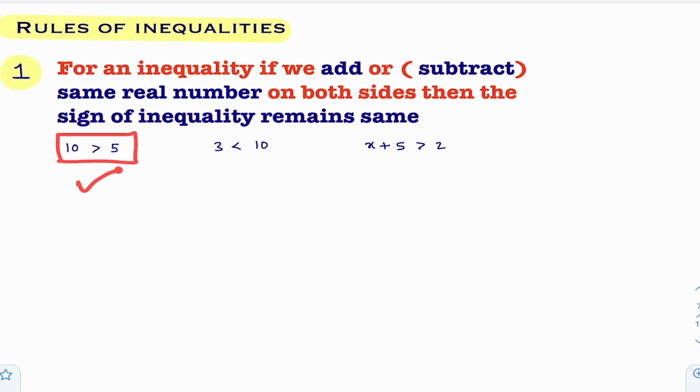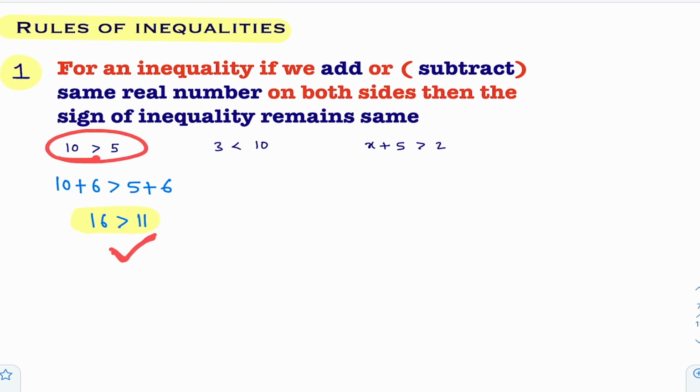Now, for this inequality, I'll add the same real number on both sides. Then we will see whether the sign of inequality remains the same or changes. You select one number, and that number will be added on both sides. For example, add 6 to this inequality on both sides. 10 plus 6 is greater than 5 plus 6. 10 plus 6 is 16. 16 is greater than 5 plus 6, which is 11. You observe 16 is greater than 11. Is it true or not? Yes, 16 is greater than 11.